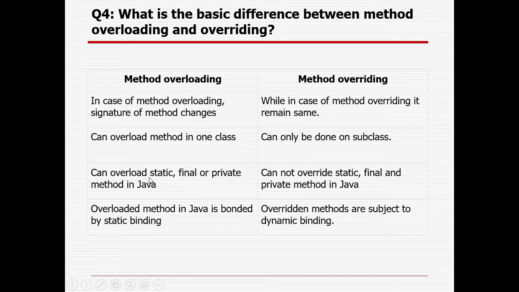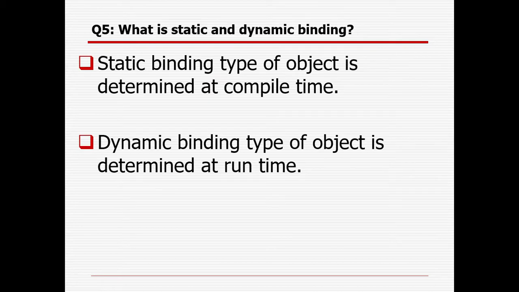For method overloading, we can overload static, final and private methods in Java, but for method overriding, it is not possible to override static, final and private methods. Overloaded methods in Java are bound by static binding, and overriding methods are subject to dynamic binding. That is the reason overloading is also called compile time polymorphism, whereas method overriding is called runtime polymorphism. What is static and dynamic binding? In static binding, the type of object is determined at compile time, whereas in dynamic binding the type of an object is determined at run time.